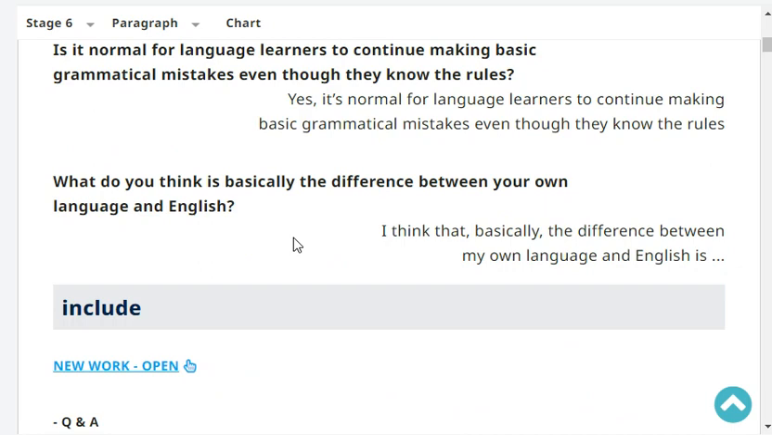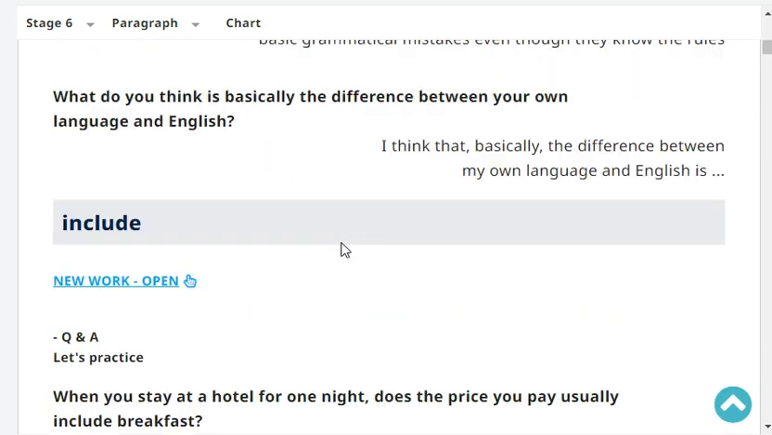Yes, it's normal for language learners to continue making basic grammatical mistakes, even though they know the rules. Very good. What do you think is basically the difference between your own language and English?